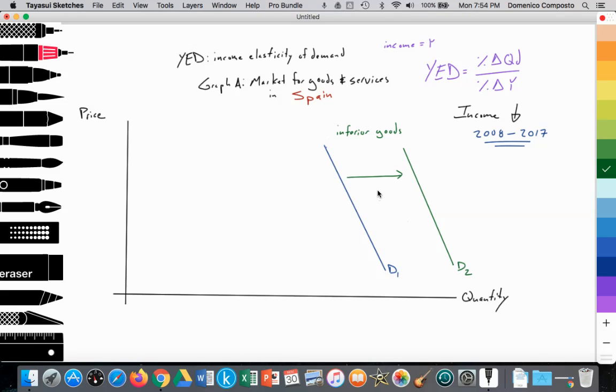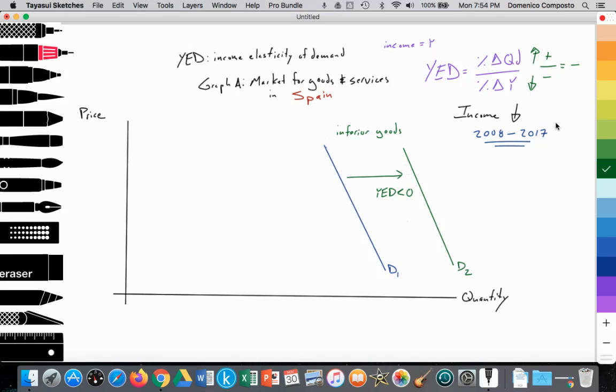So YED in this case would have a value that's less than 0, which means that as the income is falling, the demand is rising. We have a positive number divided by a negative number. That's going to give us a negative value. So YED is less than 0, so it is an inferior good.